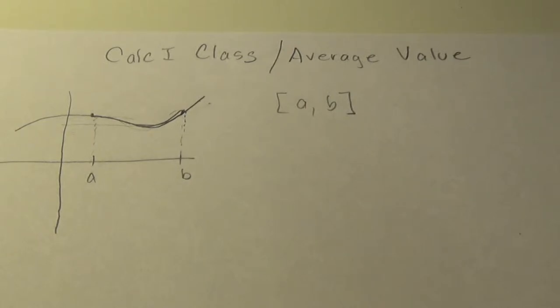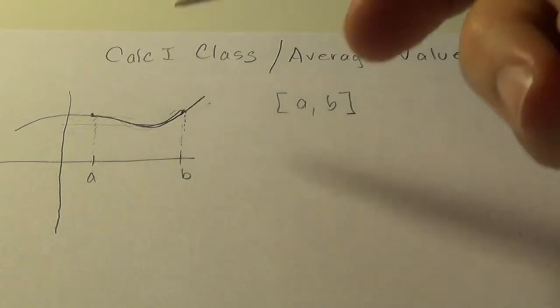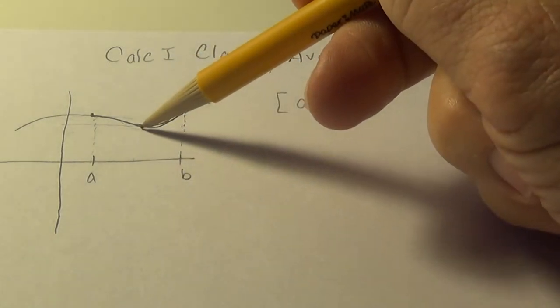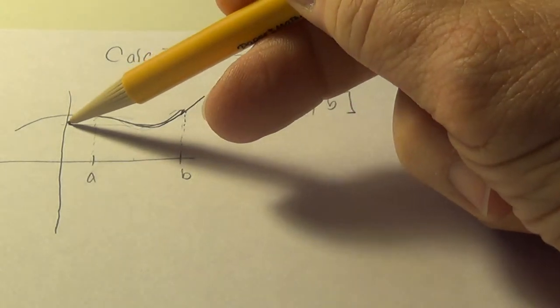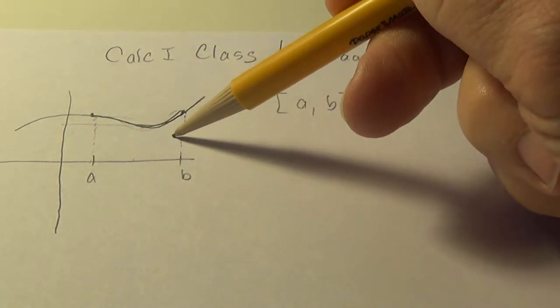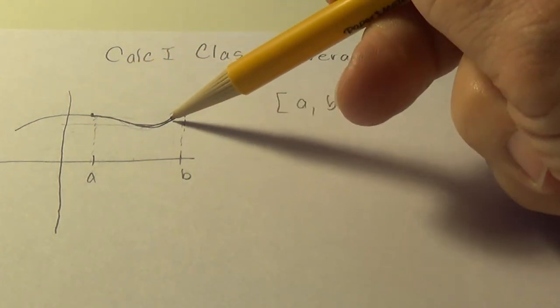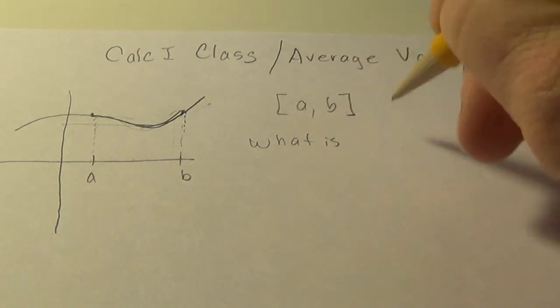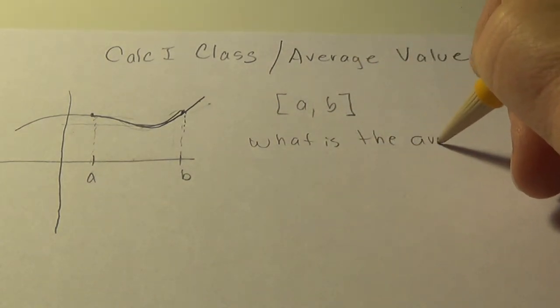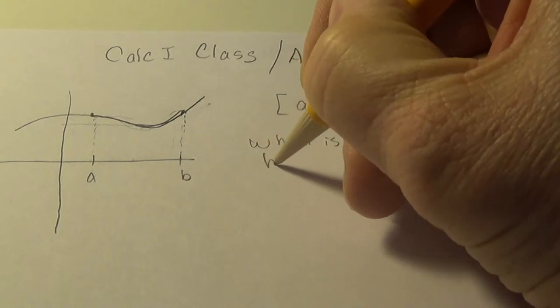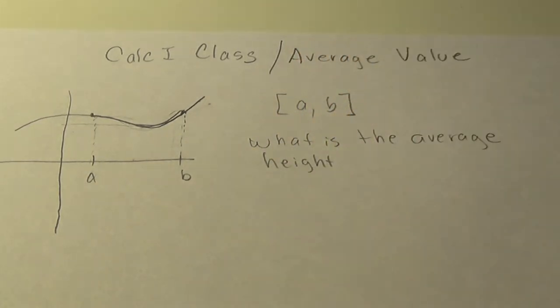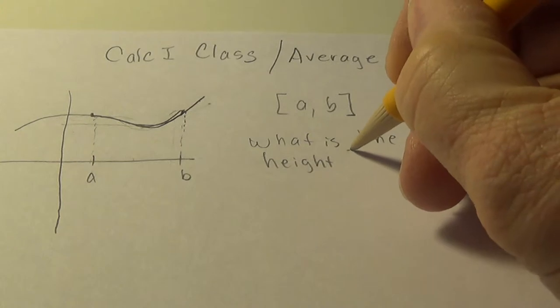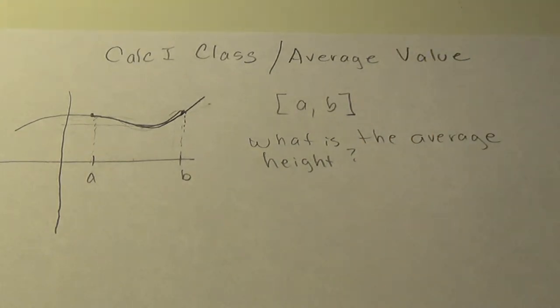And another way we can think of average value is what is the average height of this function? So from here to here, and of course we read that height over there. So it's just another way of saying the same thing and thinking of it slightly differently. So what is the average height of this function on that interval? So let's just talk about that.